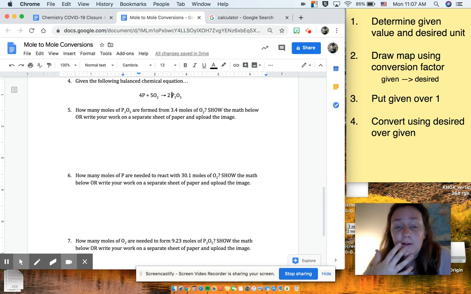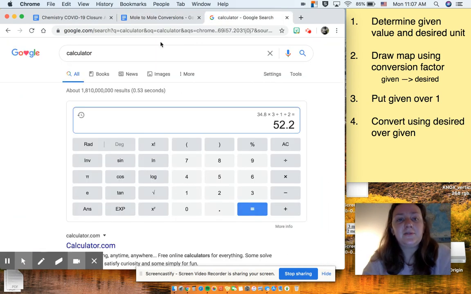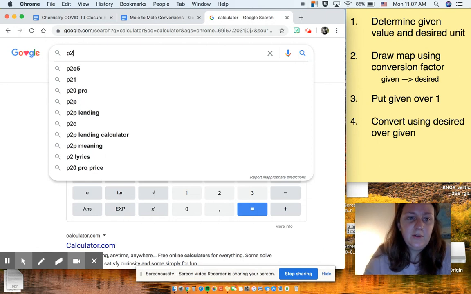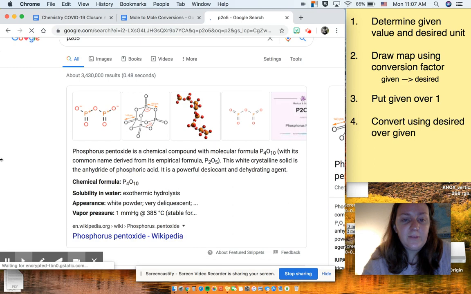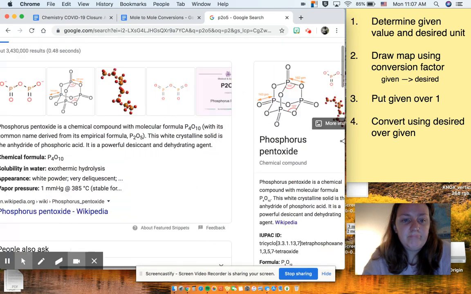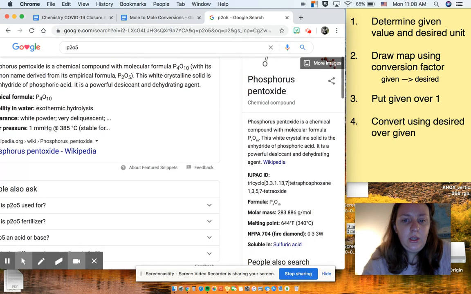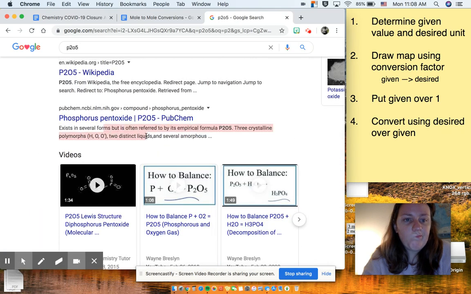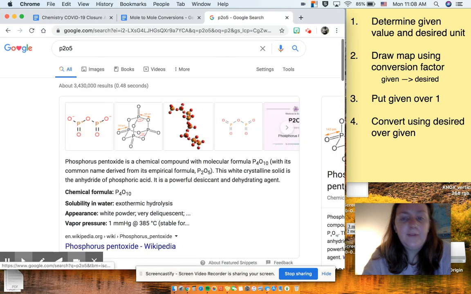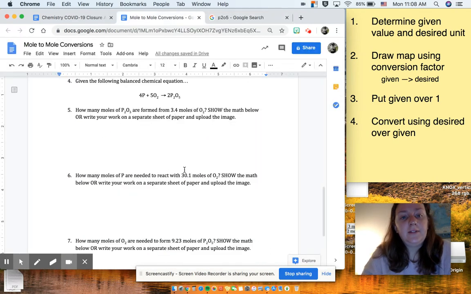of P2O5. I don't even know what that is. Diphosphorus pentoxide. I don't know what it actually is in terms of what the chemical is. Let's see if we can find out. P2O5 is phosphorus pentoxide. Okay. Really not telling me much here, but whatever. That's what I thought it was.